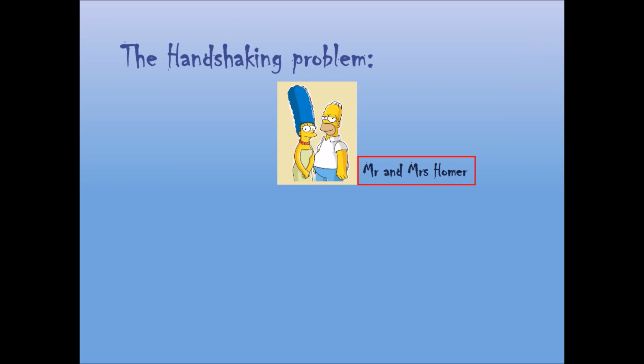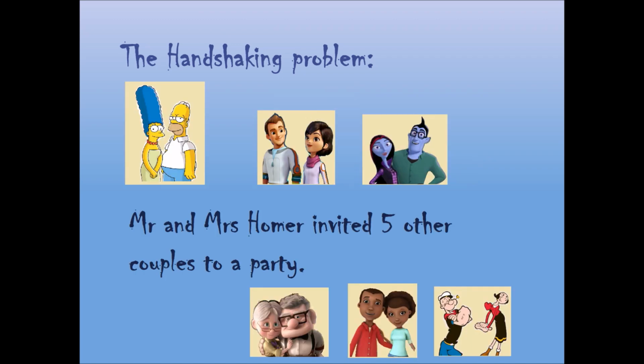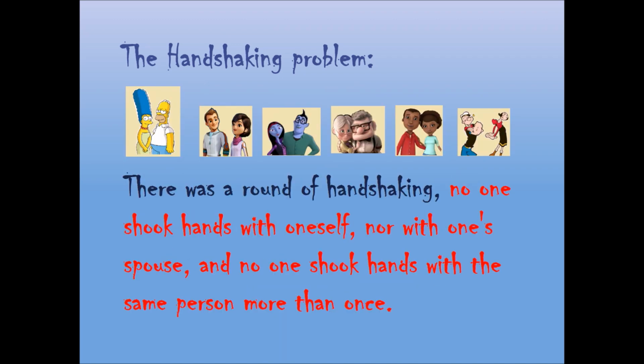These are Mr. and Mrs. Homer. They invited 5 other couples to their house for a party. These were the 5 couples. There was a round of handshaking. There was a simple rule observed. No one shook hands with oneself, nor with one's spouse, and no one shook hands with the same person more than once.